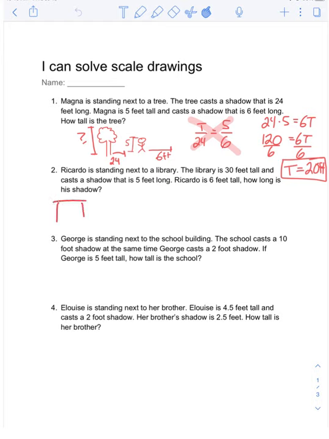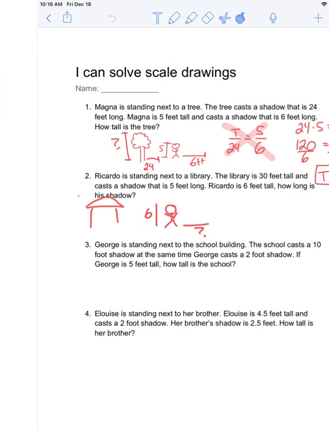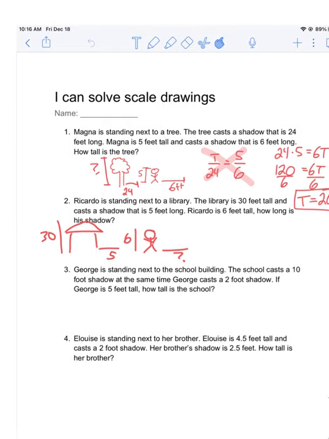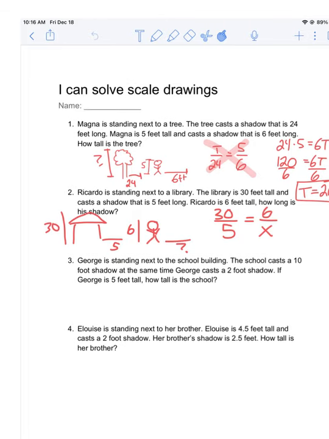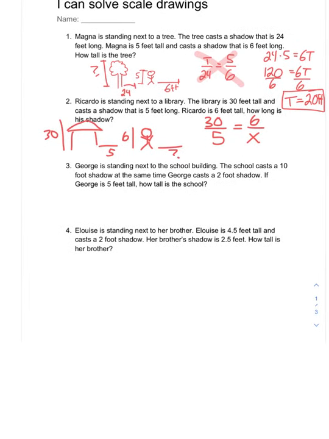Okay, so we're going to draw the library. And then we've got Ricardo. We know Ricardo is 6 feet tall, and we want to know how long his shadow is. We know the library is 30 feet tall, and its shadow is 5 feet long. So when we set up our proportion, we'll have 30 over 5, building height over building shadow, equals Ricardo's height over Ricardo's shadow. So you're going to solve for x. If you want to pause the video now and solve, and then play it so you can follow along for number 3, that'd be a good idea.